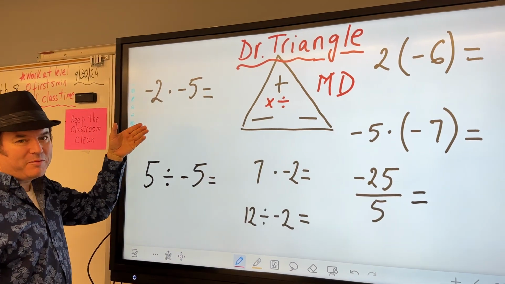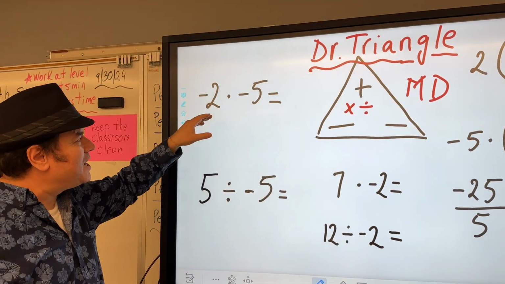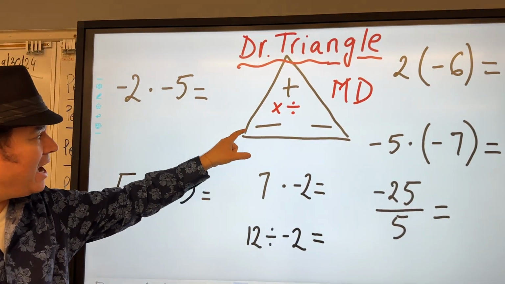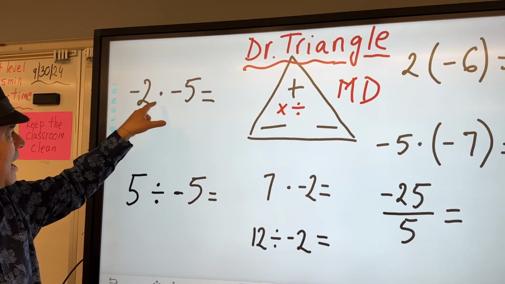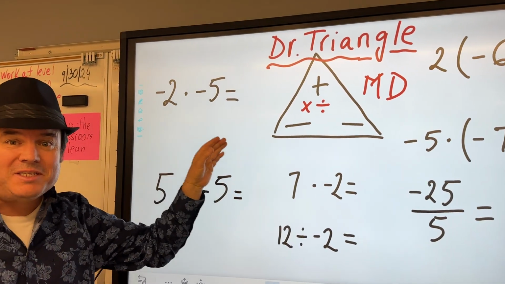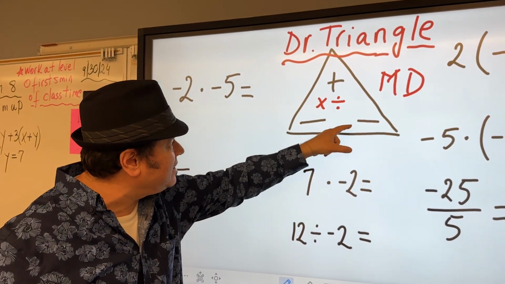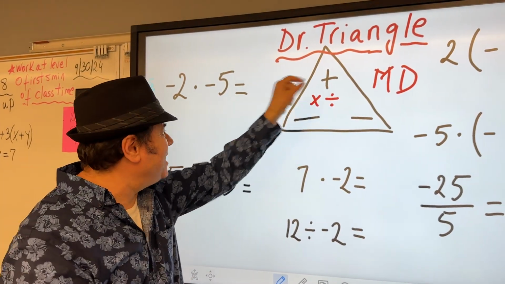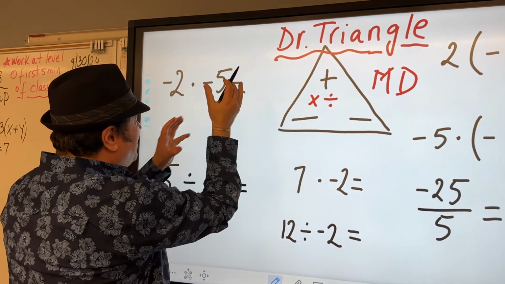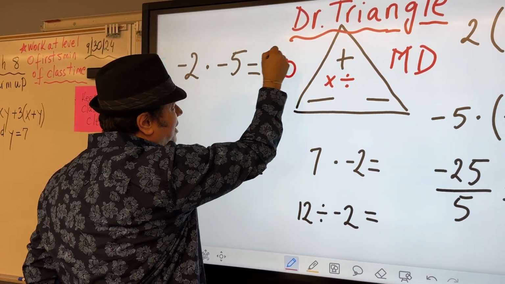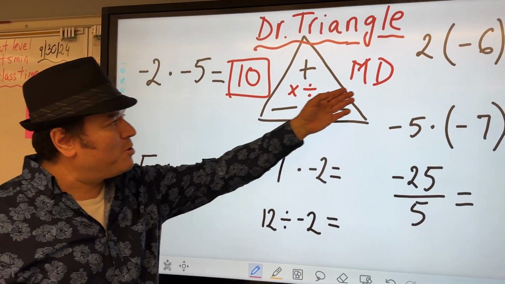Let's look at the first problem here. We have -2 times -5. And if we look at Dr. Triangle, we have negative times a negative. Always take care of the signs first. Negative times a negative becomes a positive right there. So it's going to be positive. 2 times 5 is 10. Final answer. Positive 10.